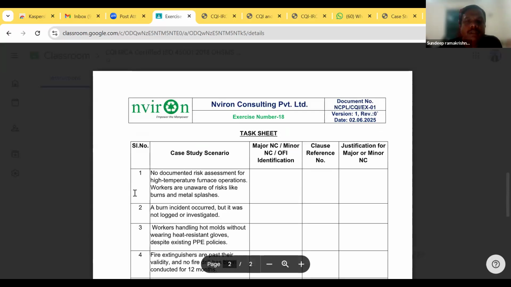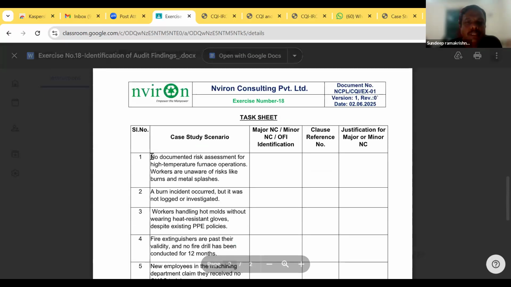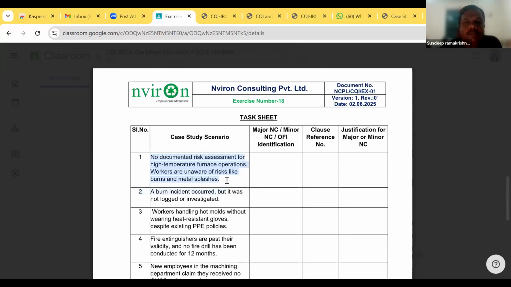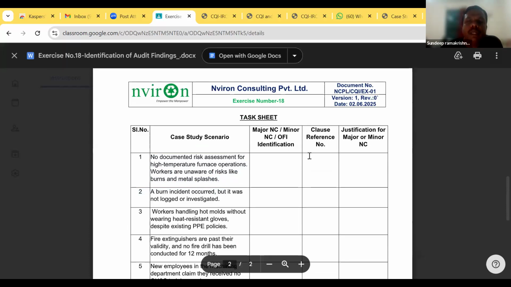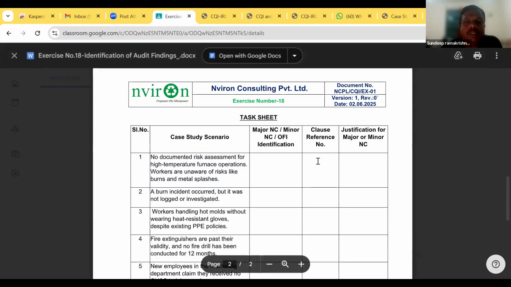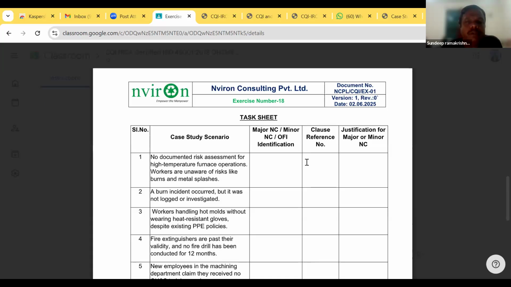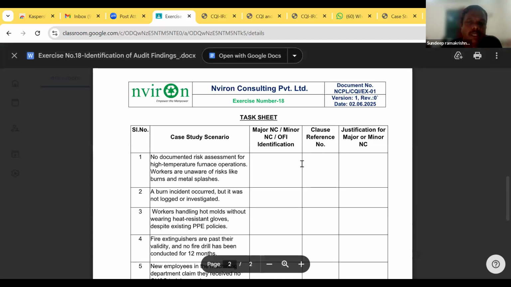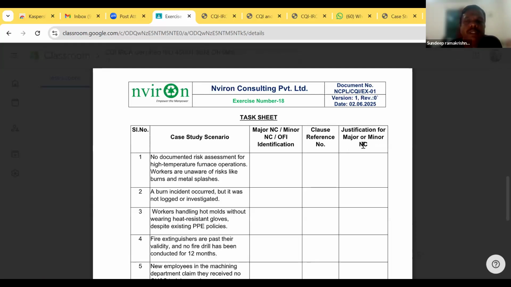The first case study is: no documented risk assessment for high temperature furnace operations. Workers are unaware of risks like burns and metal splashes. All of you take at least 5 minutes and tell me whether it is a major or minor NC, what the clause is under which you want to give it, and the justification for why you say it is major.